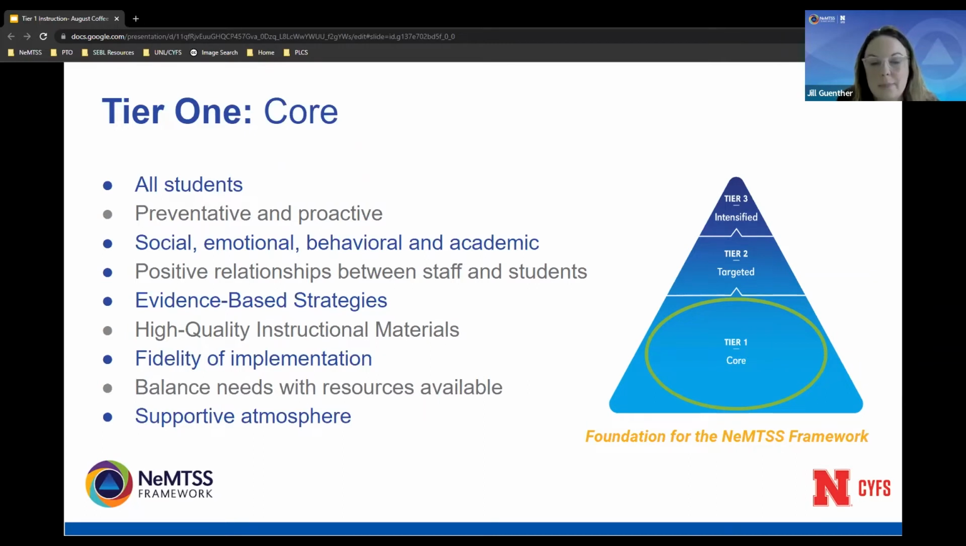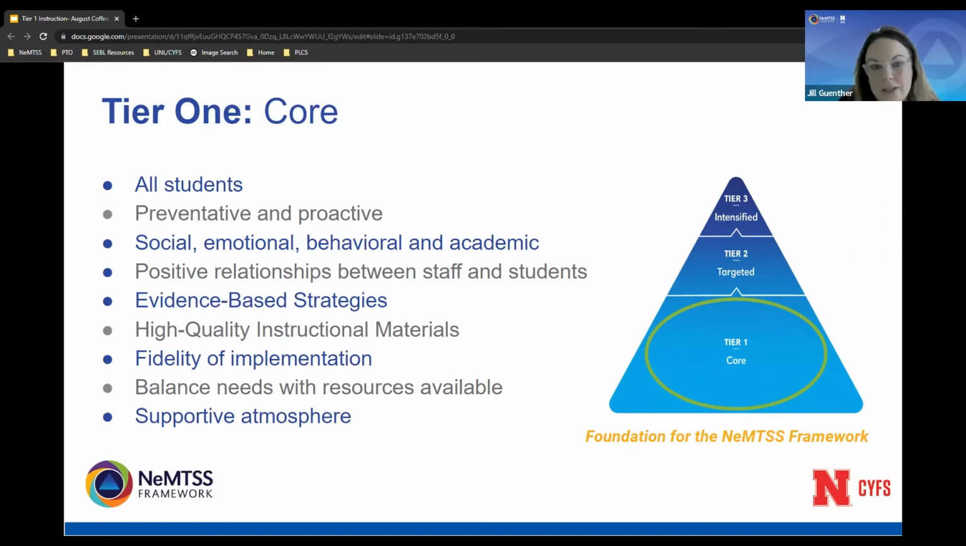And when we're thinking about that Tier 2 and Tier 3, it's really important to remember that that core instruction is that Tier 1. And as we're layering on those supports, it's not instead of that core instruction, it's in addition to. And so that's just a piece to remember. I'm sure you guys have probably heard that saying that goes along, systems can't intervene their way out of ineffective core instruction.